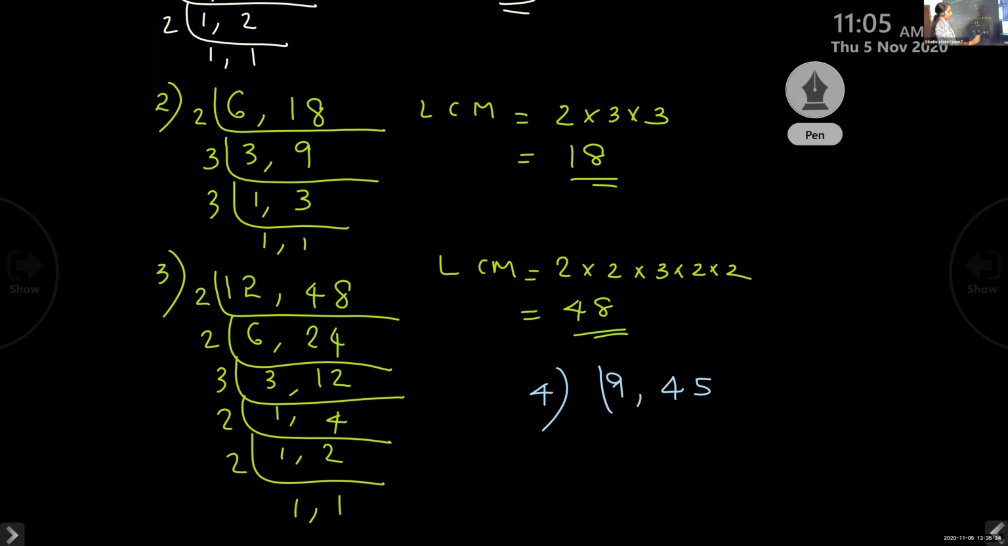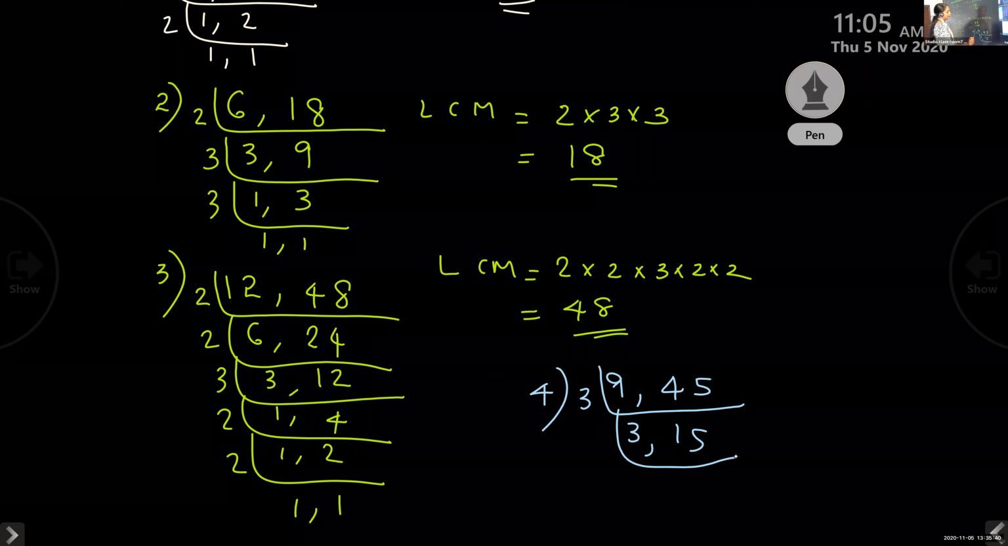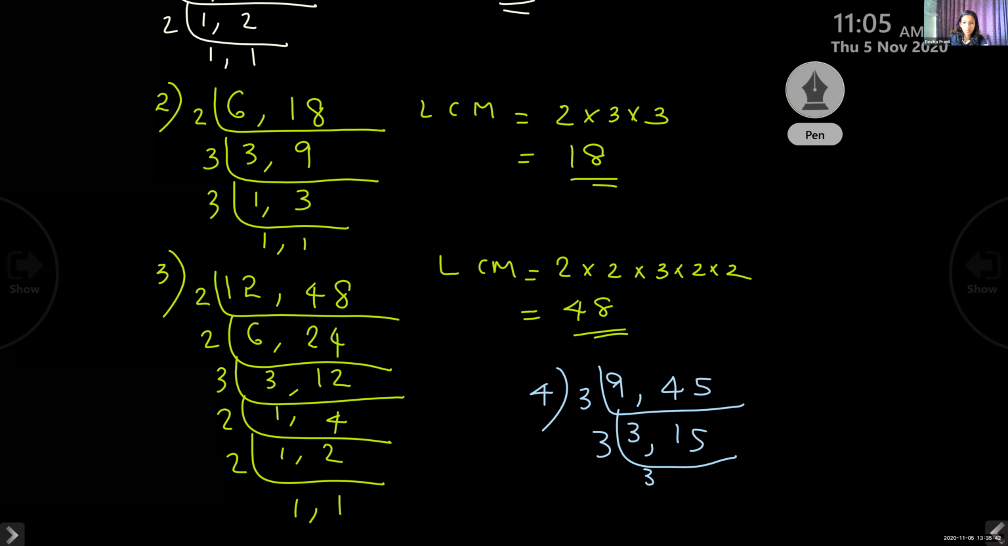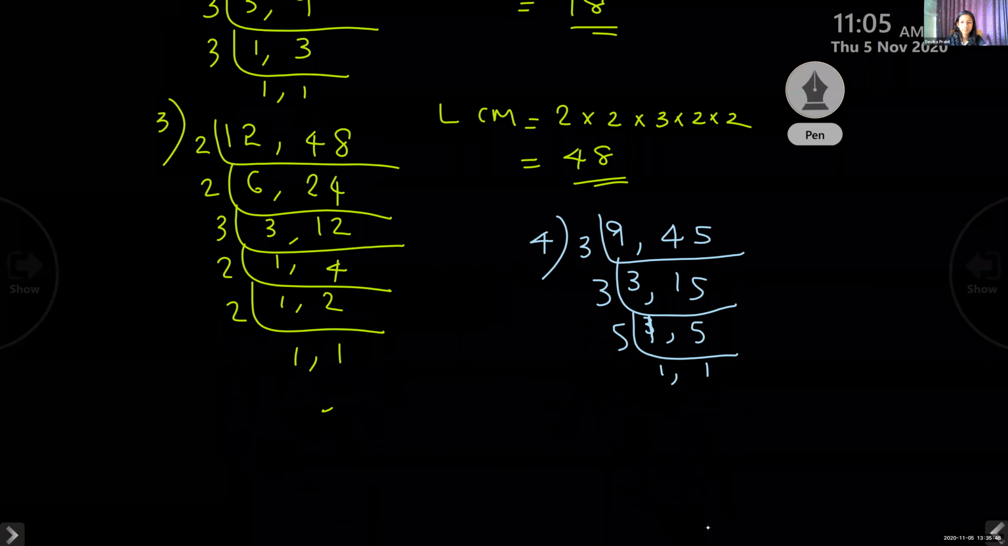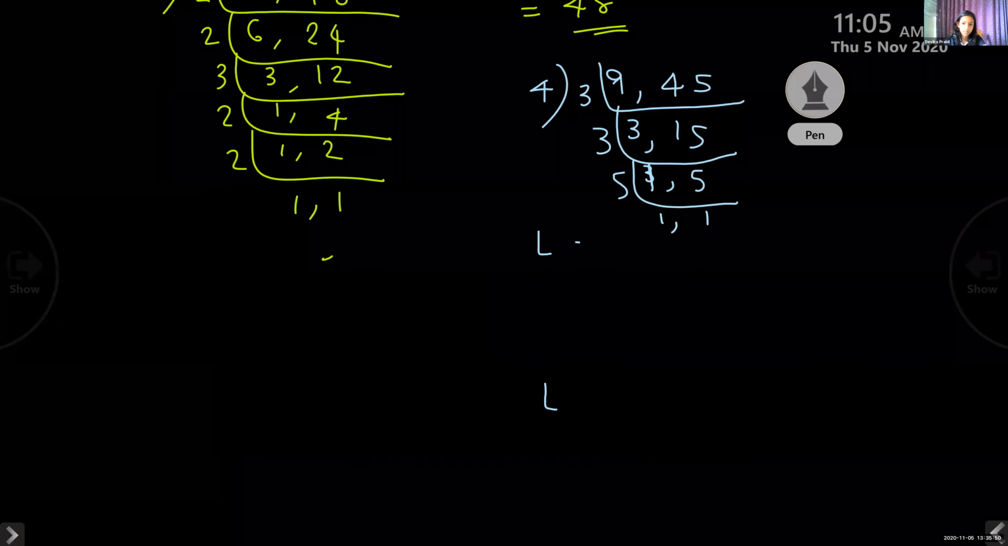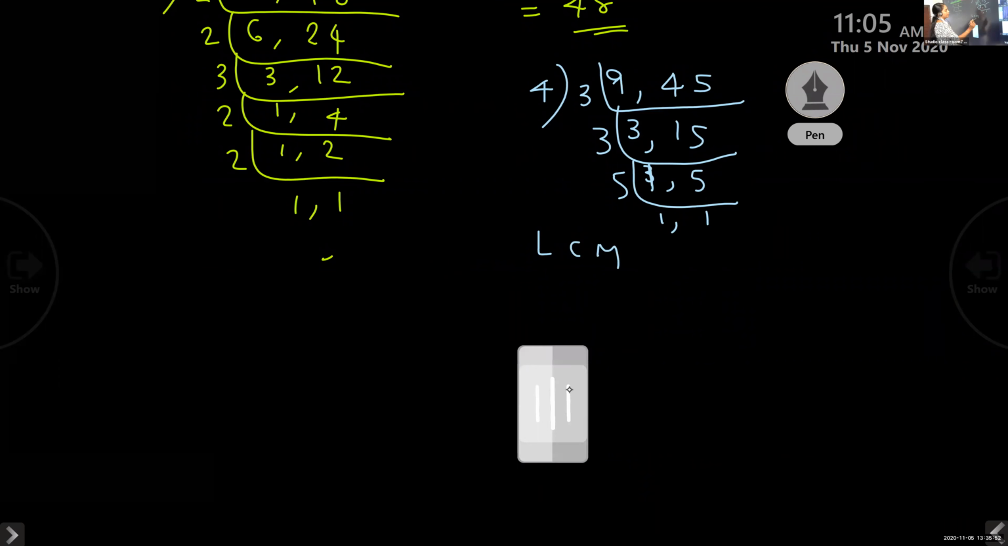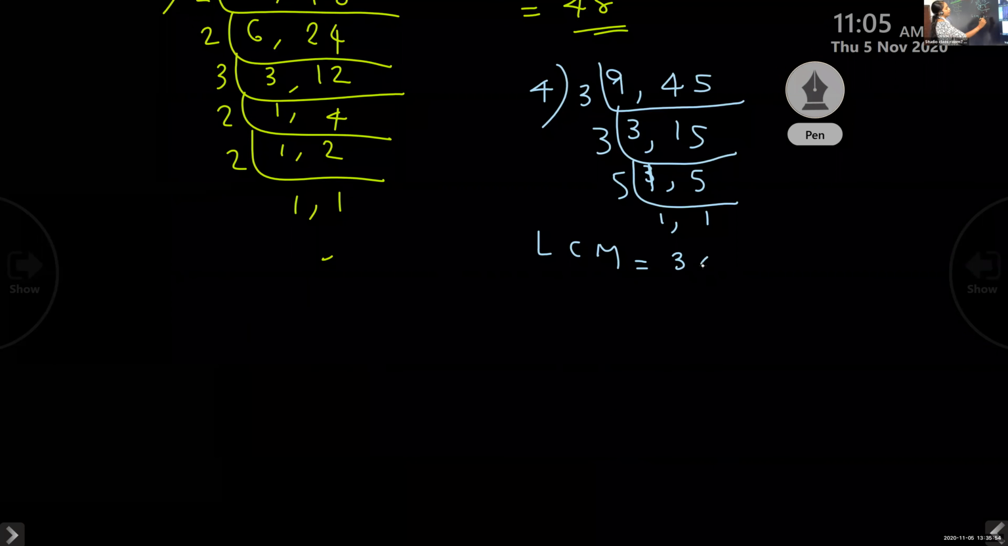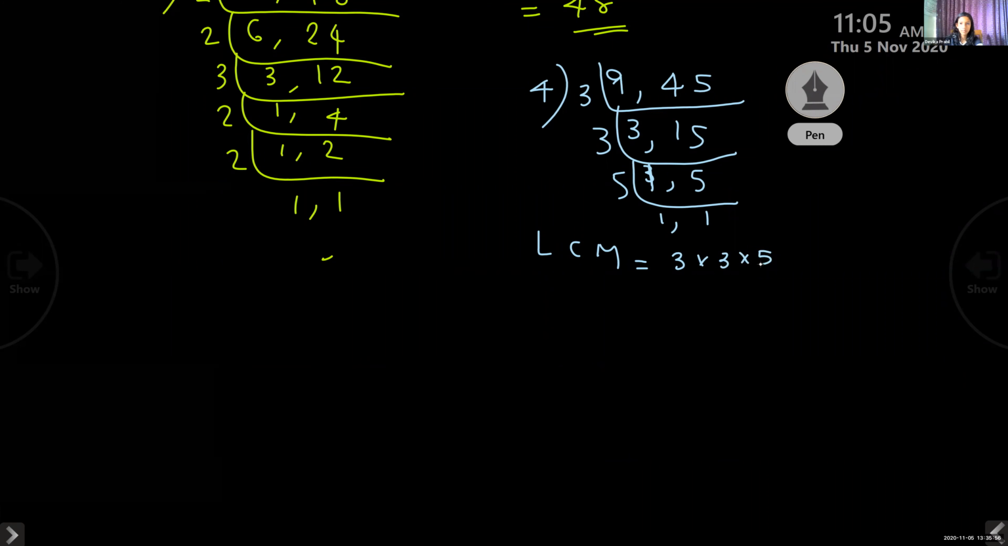Okay, children, we divide with what number? 3. Divide by 3, and 15 becomes 5. Again by 3, 1 and 5. Now with the 5, 1 and 1. So LCM is 3 into 3 into 5, which is 45. So the answer is 45.